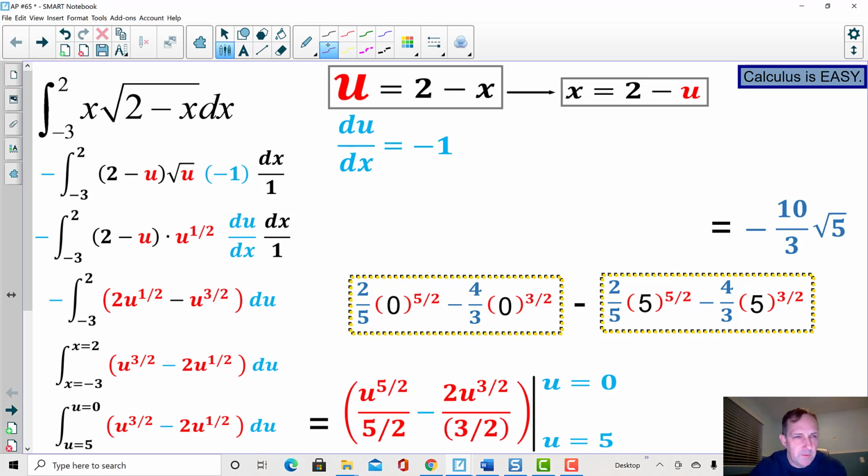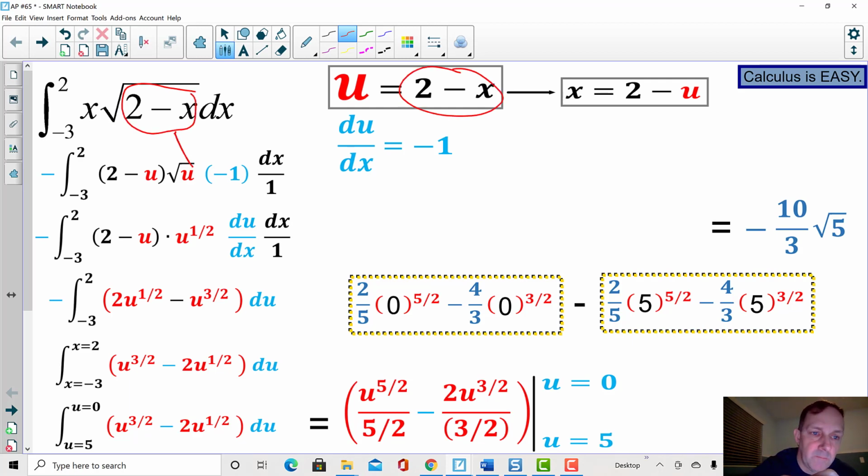Okay, for this example, we're going to do a really tricky example of a definite integral, but it requires a double substitution. So we're going to have to substitute for a u, and we're also going to have to substitute for an x. So let's take a look. Our u is going to be 2 minus x.